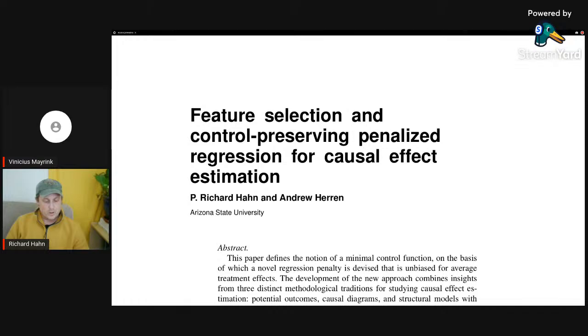This is joint work with my awesome student, Drew, who is here with me at Arizona State University. And we've been working on this for a while now. So shout out to him, and I'll point out some of his major contributions to this work.